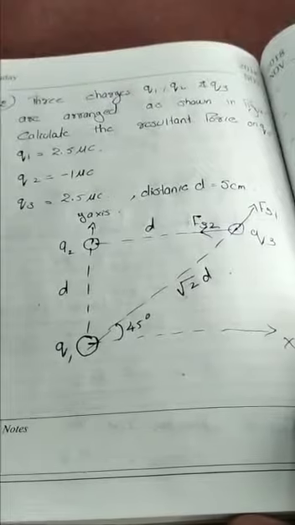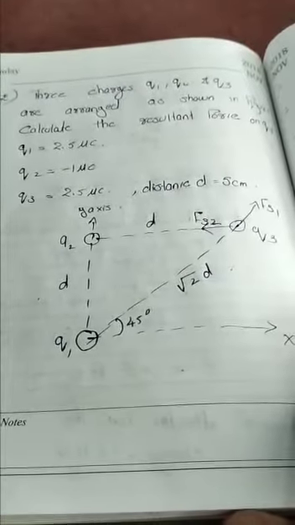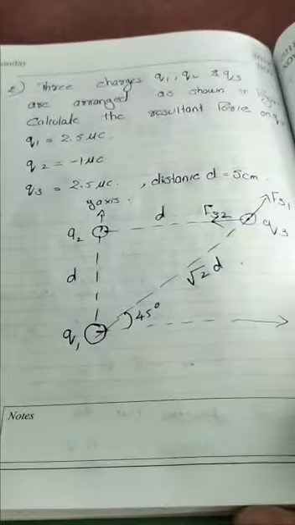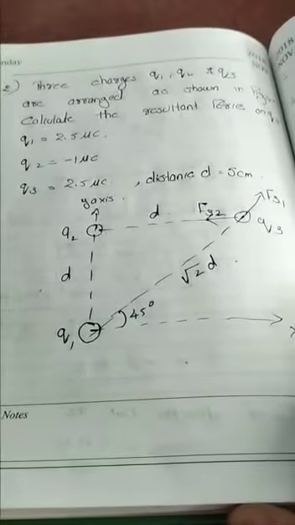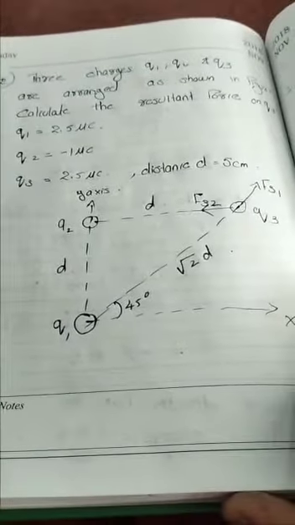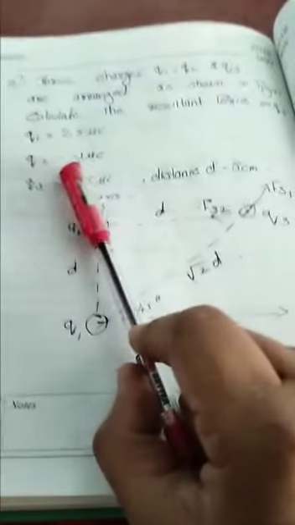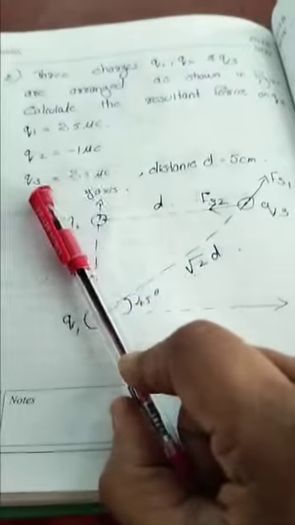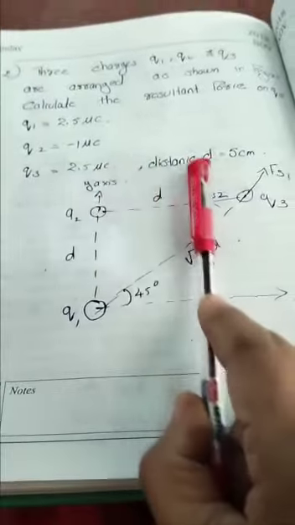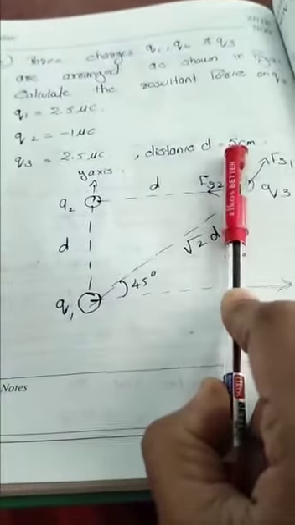The numerical question is like that. Three charges Q1, Q2 and Q3 are arranged as shown in the figure. Calculate the resultant force on Q3. Q1 is 2.5 microcoulomb, Q2 is minus 1 microcoulomb, Q3 is 2.5 microcoulomb. The distance between the charges is 5 centimeter.